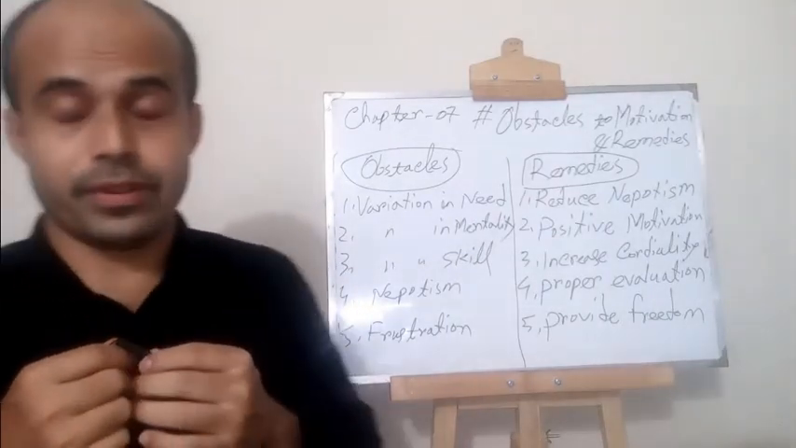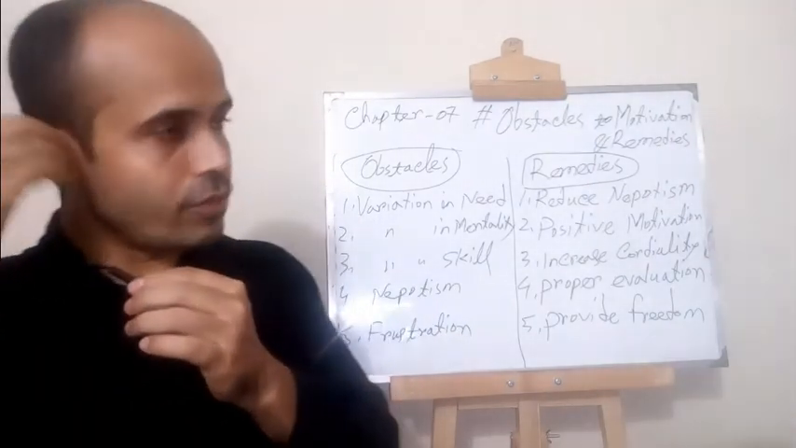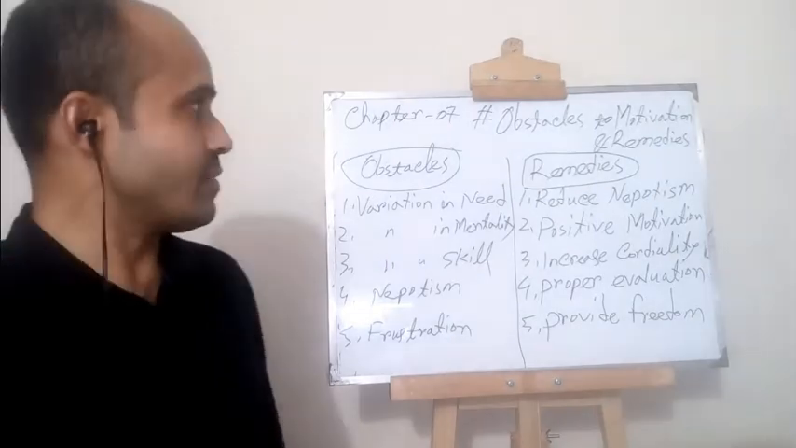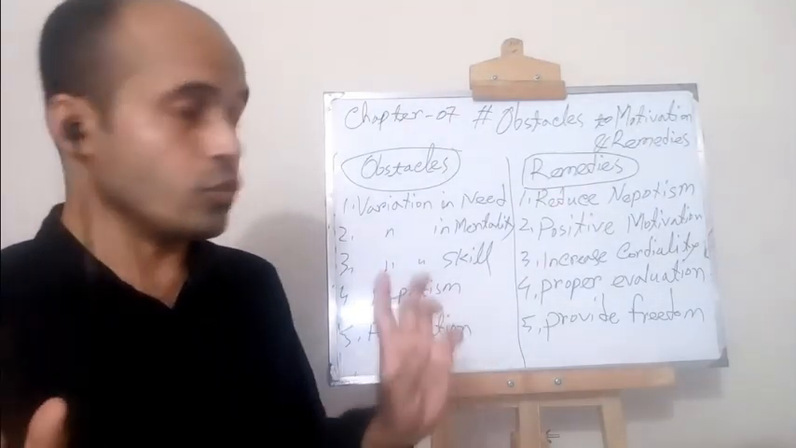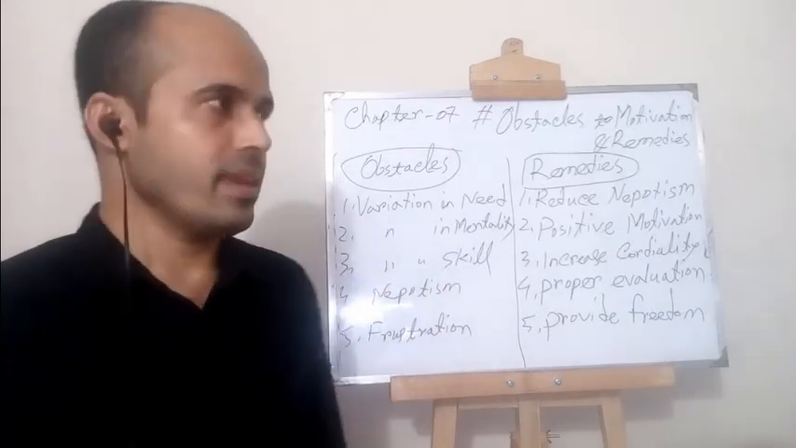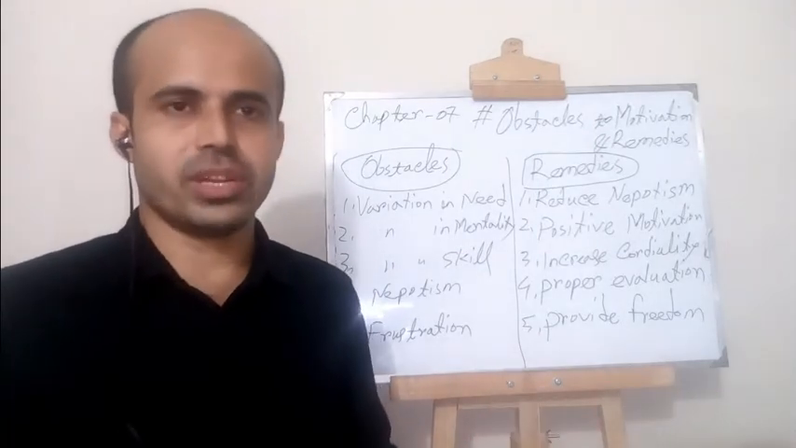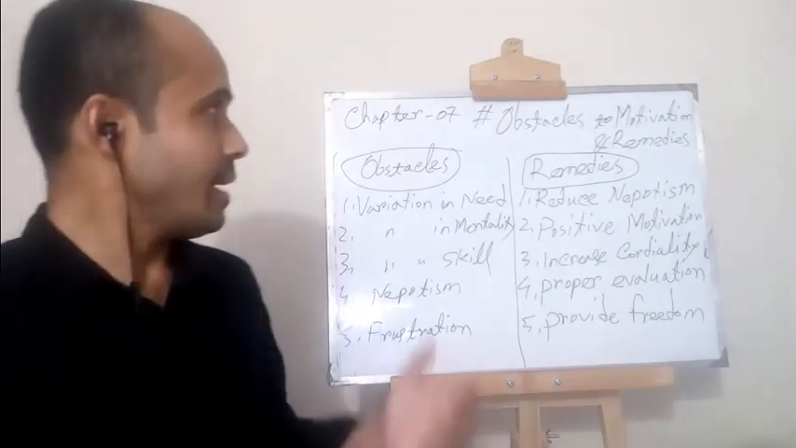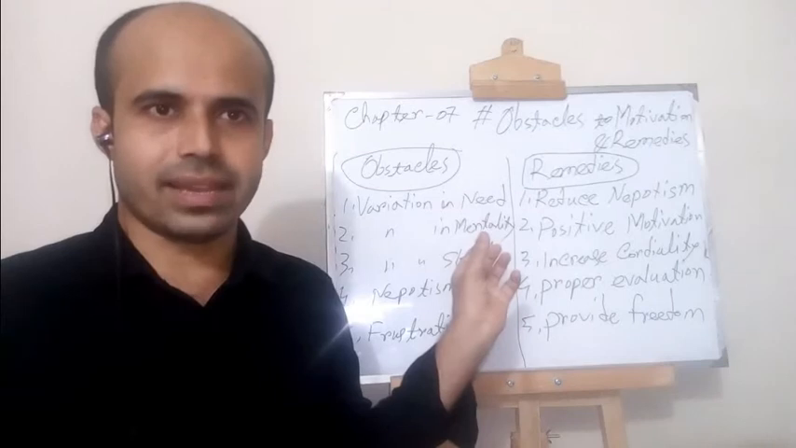On chapter 7, which is called motivation. So today we will discuss the motivation chapter. The topic name is obstacles to motivation and its remedies. What are the obstacles to giving motivation among the employees? We will discuss that today.